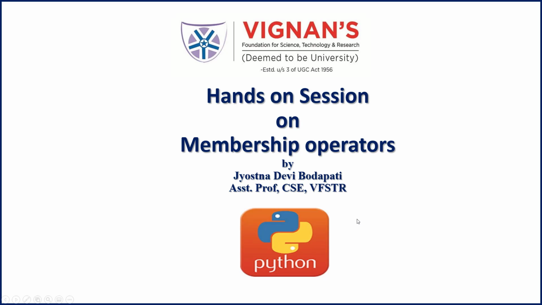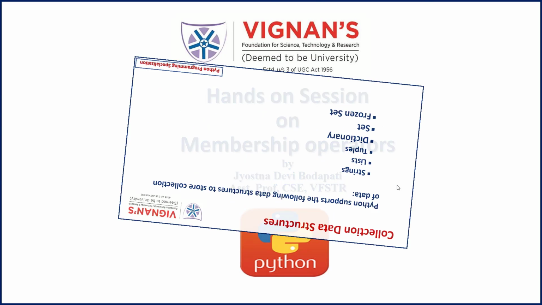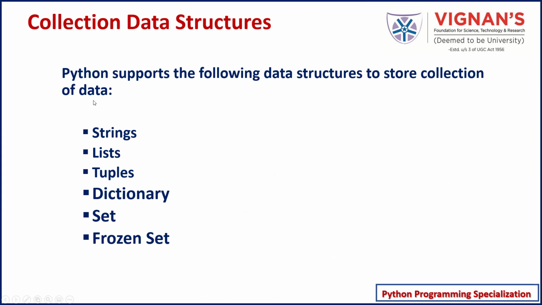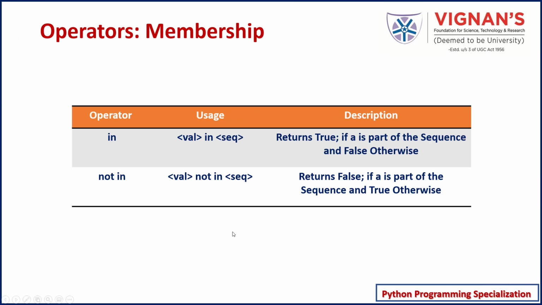Especially, we will see the working of the membership operators. These operators can be used with the collection data structures. Python supports various collection data structures to store a collection of data, like strings, lists, tuples, dictionary, set, and frozen set. All these are data structures that support the storage of a collection of items. In this video, we will see the working of membership operators, which are used to check the presence or absence of an element in the collection data structure.